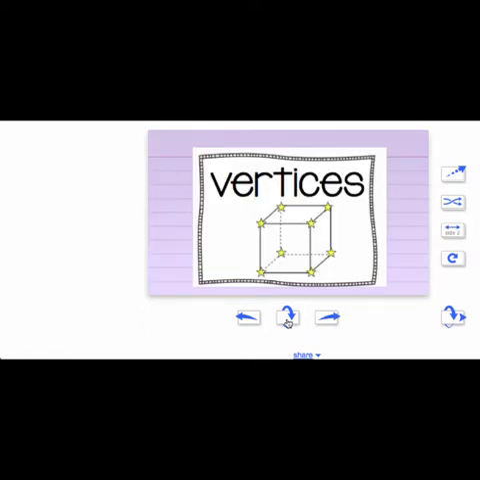Vertices. A point where 2 or more straight lines, or edges, meet. Vertices are what connect the edges together. The cube you're looking at has 8 vertices.